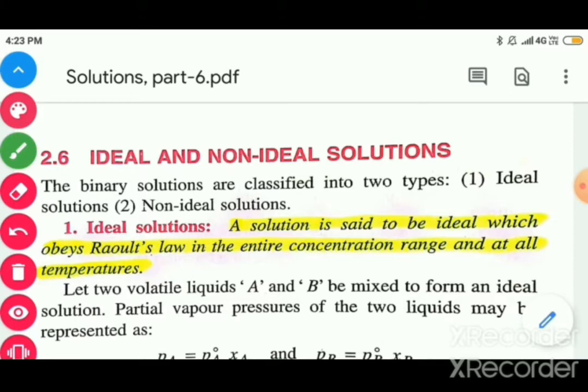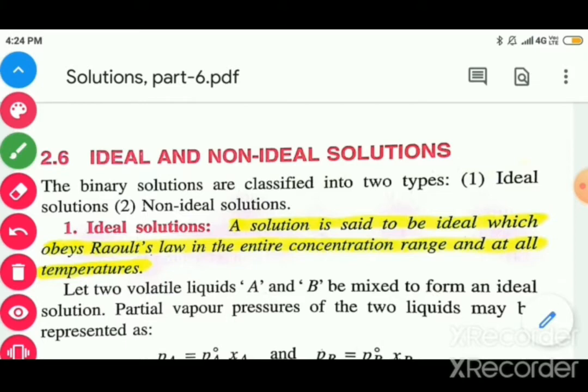First of all, note the ideal solution. A solution is said to be an ideal solution which obeys Raoult's law in the entire concentration range and at all temperatures. So in short, we can say that such solutions which follow Raoult's law are known as ideal solutions, and such solutions which are unable to follow Raoult's law are known as non-ideal solutions.